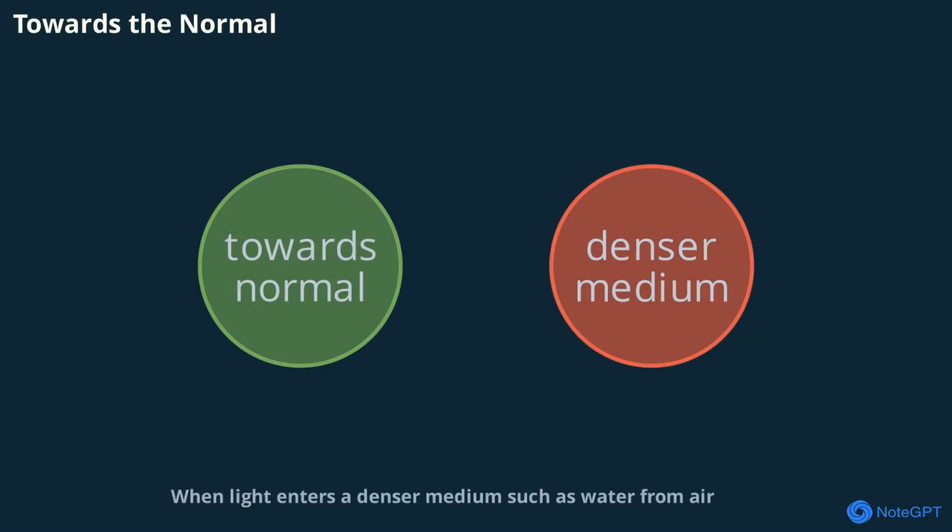When light enters a denser medium such as water from air, it slows down and bends towards the normal. This change in direction is due to the difference in speed between the two mediums. Understanding this rule is important for studying lenses and other optical devices.